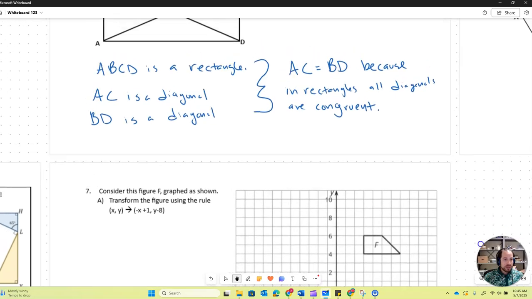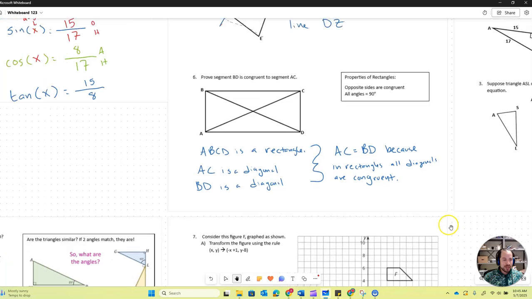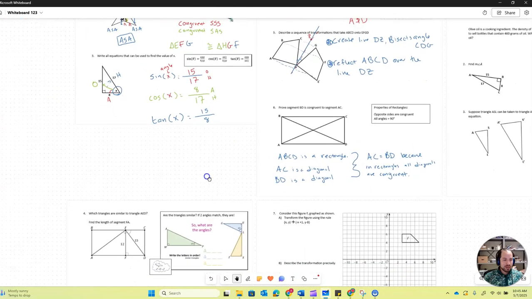All right, so next we are looking at question 7. So I'm going to zoom out to make sure I'm going through this in the right order.